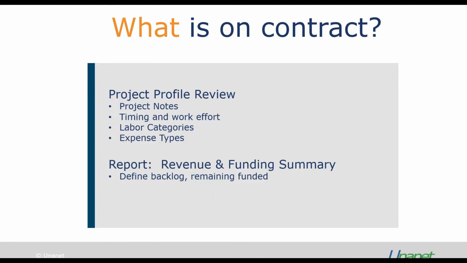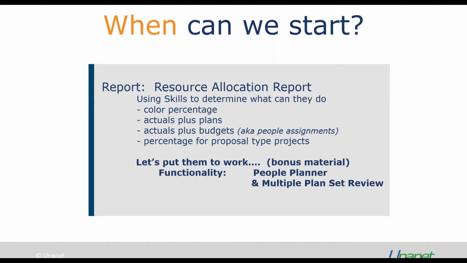Then we're going to take a look at, once our project is set up by somebody who has that project manager role, what that revenue and funding summary report looks like when there are no plans, no soft bookings in there, no resources have been put on the project yet. We're going to show you what that looks like. I'm going to explain 2 very key fields, one called backlog and one called remaining funded. Those are going to be very helpful fields as you look at this particular report.